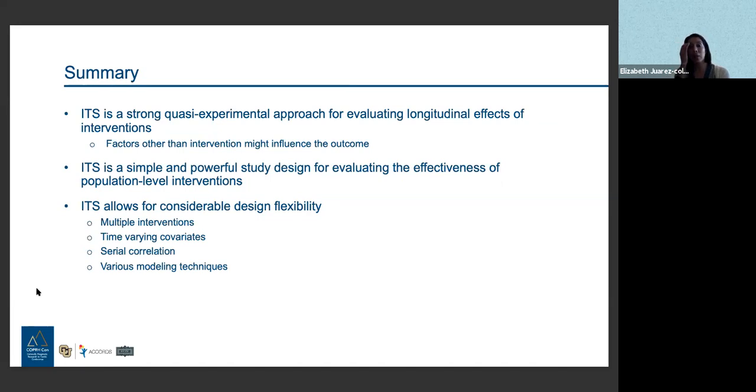And finally, just to summarize, so ITS is a powerful, strong quasi-experimental approach for evaluating longitudinal effects of interventions, with the caveat that there might be other factors that could influence the outcome. So I would say that's the biggest threat here that one has to be careful with. That there might be other things that are influencing the outcome beyond the intervention, and that's something that we can't necessarily check.